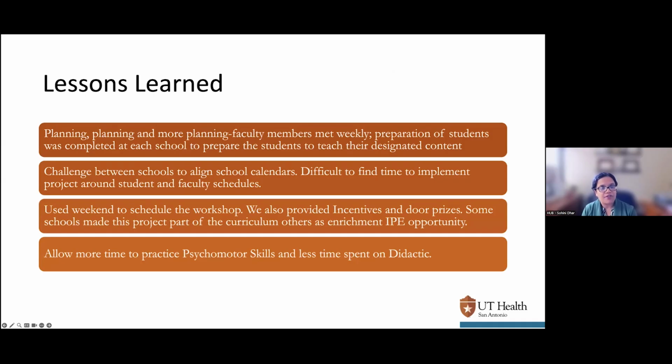Lessons learned. If we were to redo this study, of course, we had a lot of planning. Faculty met weekly, prepared the students, but we would have more planning. One of the lessons learned was the challenge to schedule the training. All three schools, and for obvious reasons, were on different schedules. That's the reason we had to have the session on a Saturday morning and allow more time to practice the skills, the hands-on training for the students.